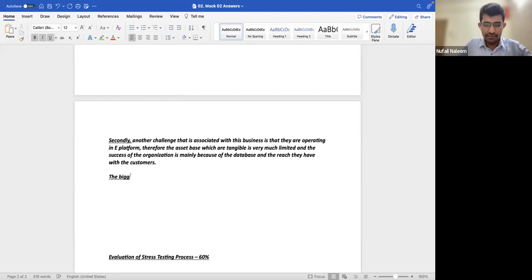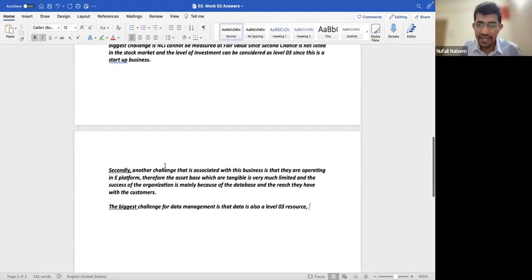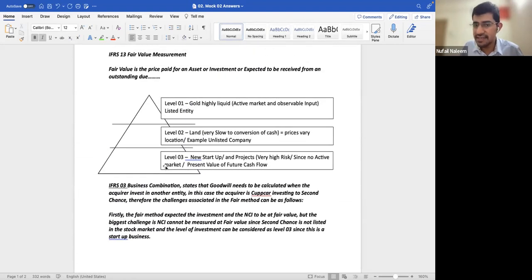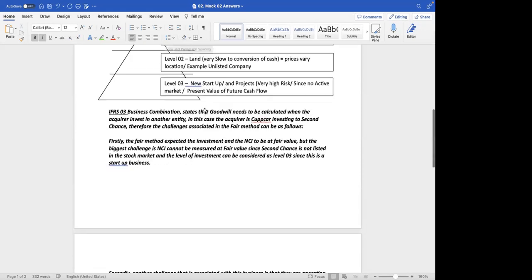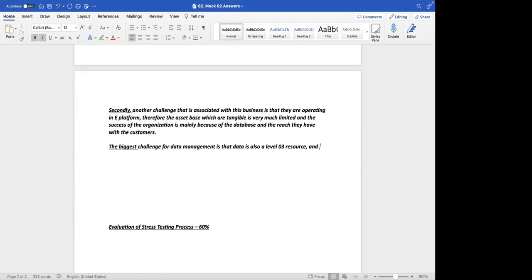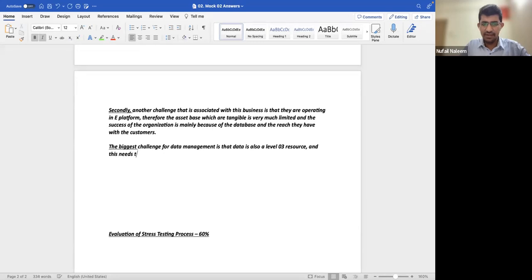The biggest challenge for data management is that data is also a level 3 resource. Correct, no, Sridevi? Can I accept with you that data is level 3, Sridevi? Do you agree with me? Because it is very confusing, right, Sridevi? Raw data, yes, sir, level 3. And this needs to be well evaluated as well.